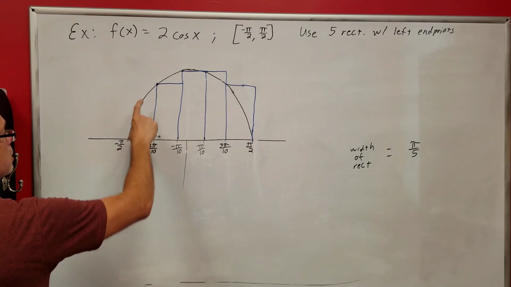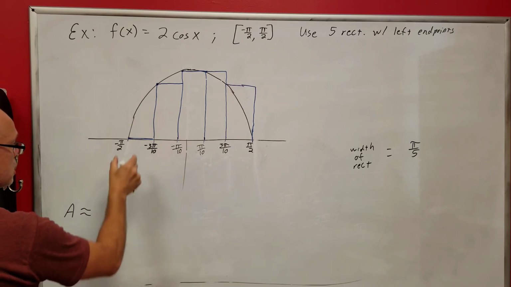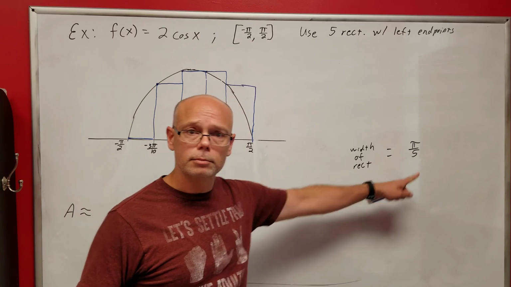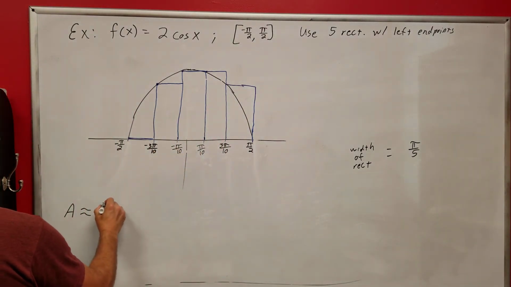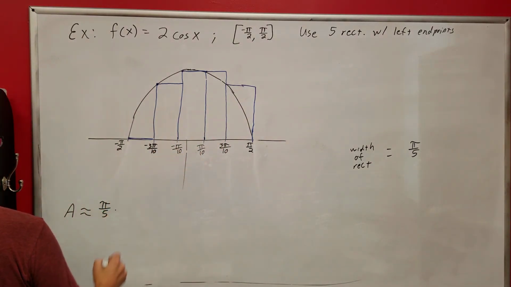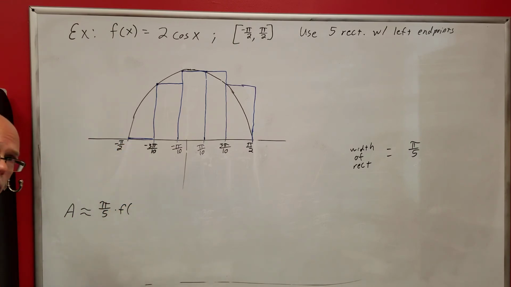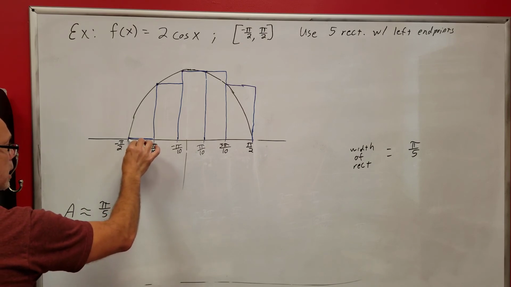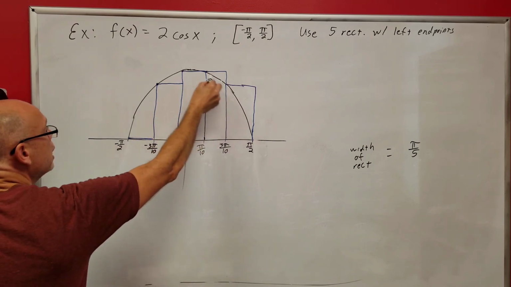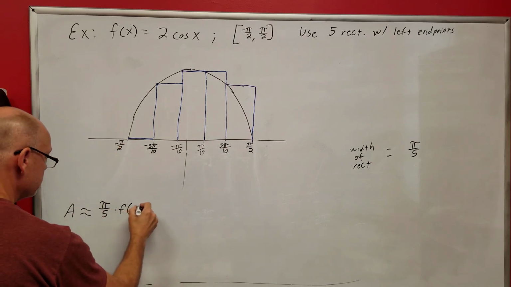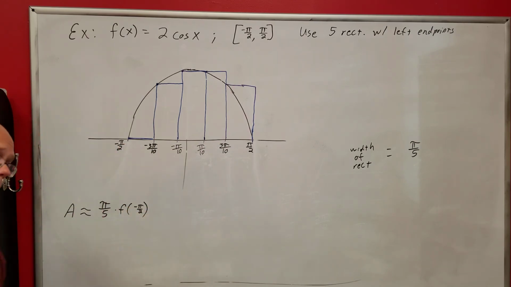Width of a rectangle times the height, right? So what's the width of this first rectangle? Well, what's the width of all my rectangles here? Pi over 5. Pi over 5 times the height of that first rectangle. What is the height of that first rectangle? It's right here, right? It's my function f evaluated at negative pi over 2. So that takes care of this rectangle down here.